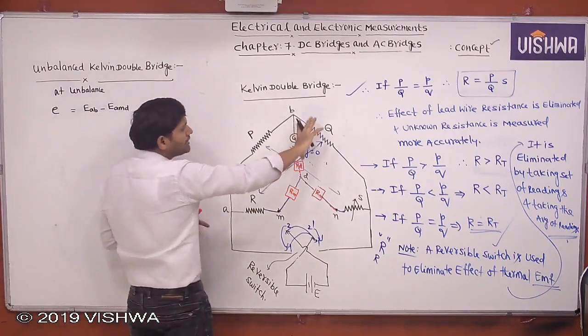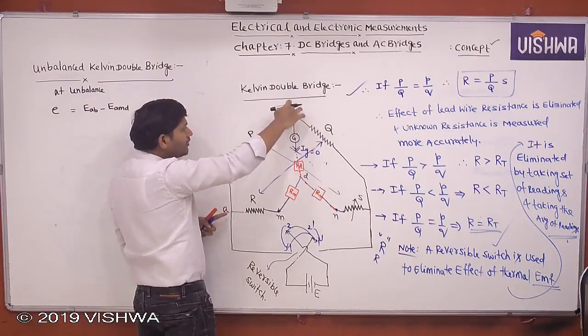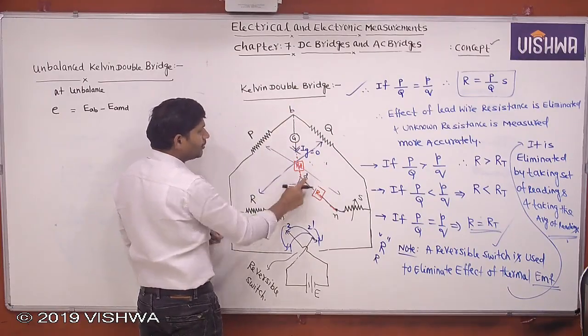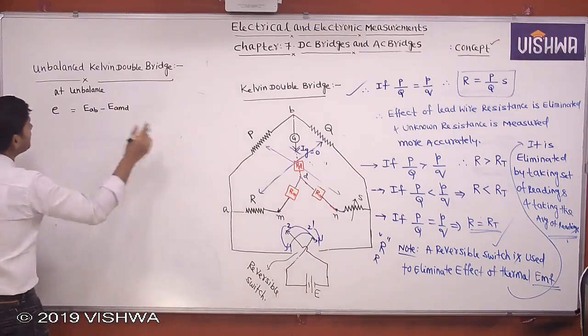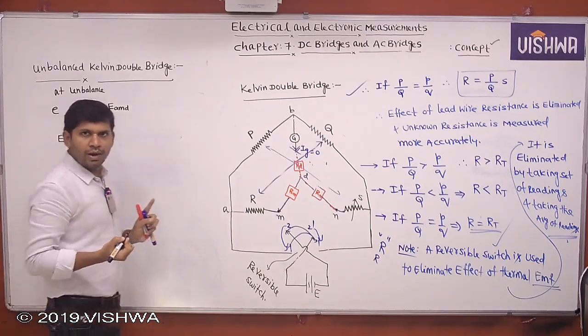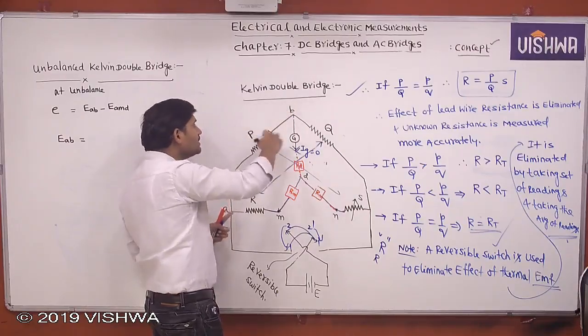I want the voltage difference of this one, that is the voltage induced across the galvanometer. Voltage difference means you calculate this voltage and this voltage. This voltage is nothing but EAMD. Understood? Now, what is EAB equal to? I want this voltage, that is the voltage across the resistance P.